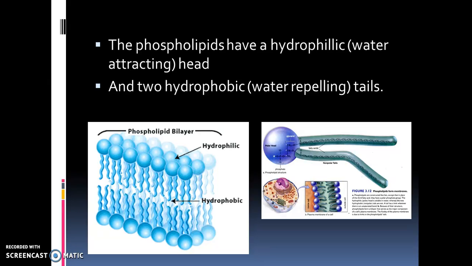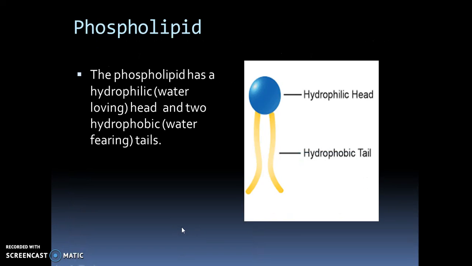Phospholipids have a hydrophilic head, which means it loves water, and then two hydrophobic tails, which means they hate water. Hydrophilic is on top, hydrophobic right here. Hydrophilic, hydrophobic, hydrophilic, hydrophobic. Now the phospholipid has a hydrophilic head and a hydrophobic tail.